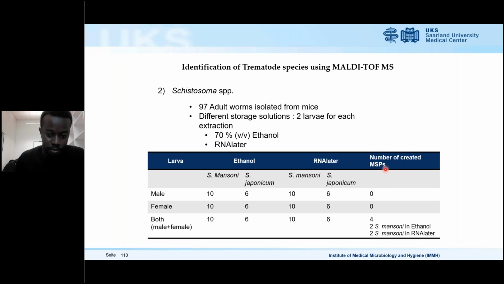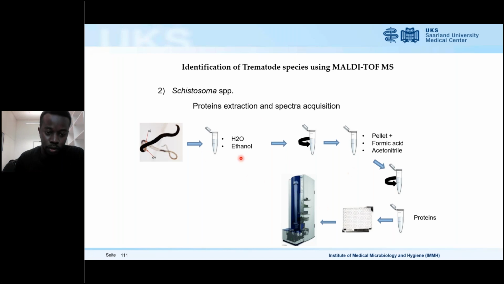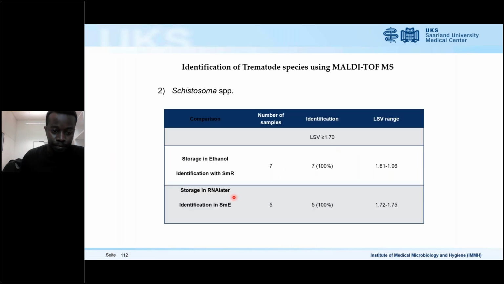So we created MSPs for the adult worms which are paired. And we used here the same protocol developed for the Fasciola. For the blind test result, you can see that the adult worm stored in ethanol was correctly identified at the genus level, with score values ranging from 1.81 to 1.96. And for those stored in RNAlater, 100% correct identification was obtained.